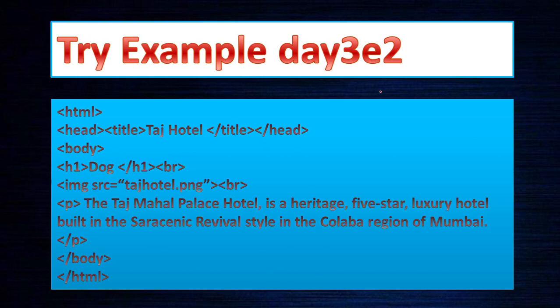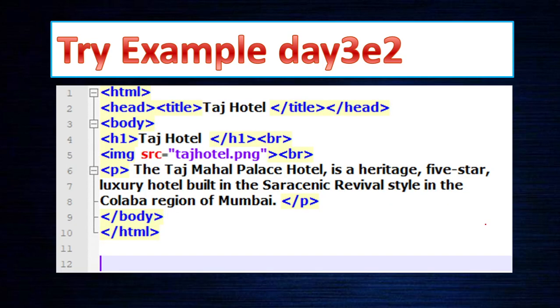One more example: day 3, example 2, E2. Here is a Taj Hotel title. Here you see that we have not changed it. You need to change the image to tajhotel.png. The Taj Mahal Palace Hotel is a heritage 5-star luxury hotel built in Saracenic revival style in the Colaba region of Mumbai. Okay, it's in Mumbai. Fine. If you type the same in Notepad++, it will look like this.